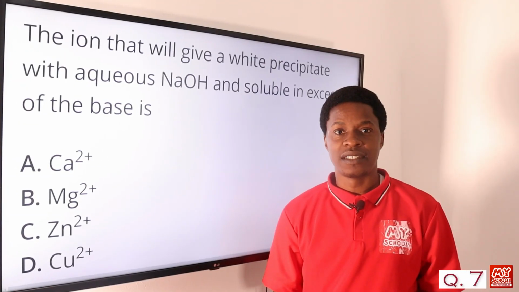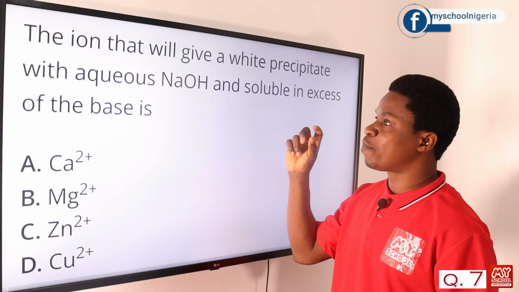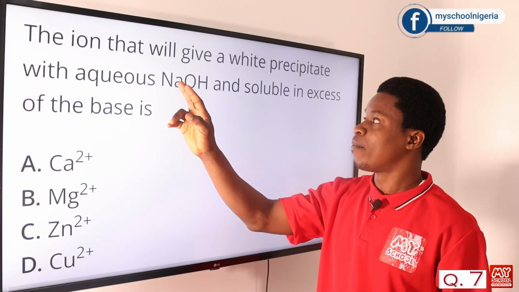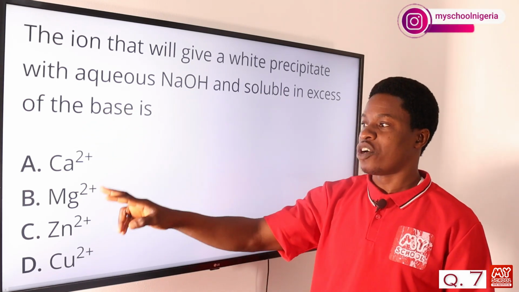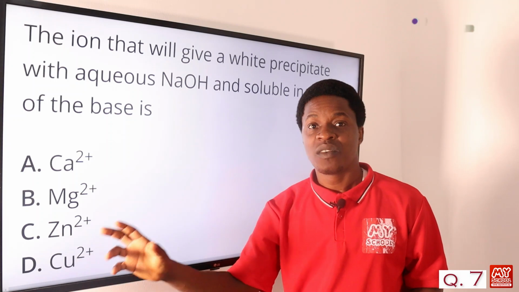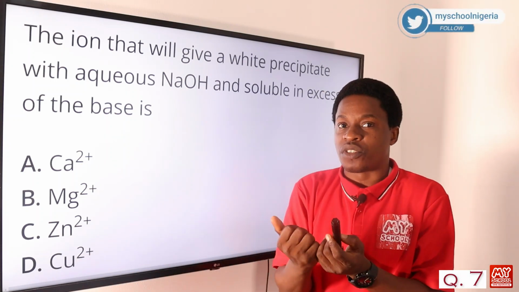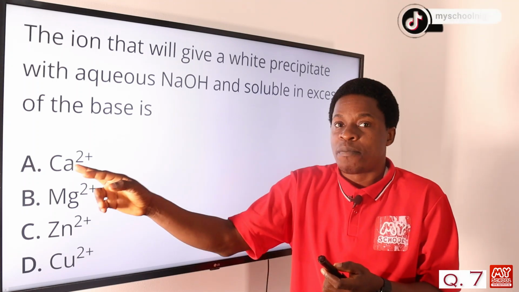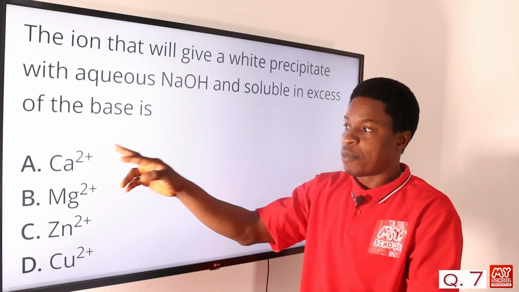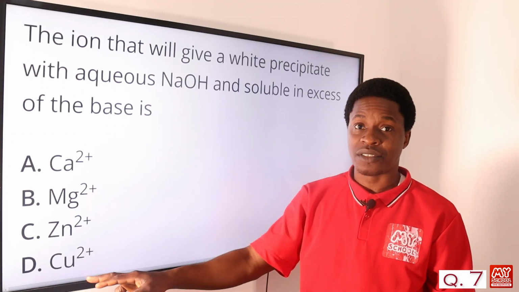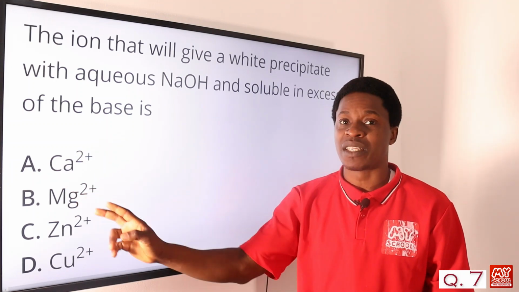Question number 7. The ion that will give a white precipitate with aqueous sodium hydroxide and soluble in excess of the base is what? Among these ions, it means that it is a salt. That salt has calcium present in it, maybe with the other negatively charged ion. These are positively charged ions, of course, these are metals.